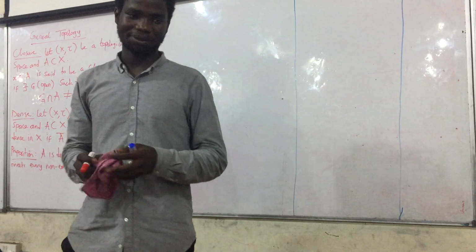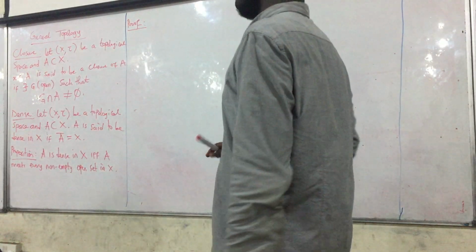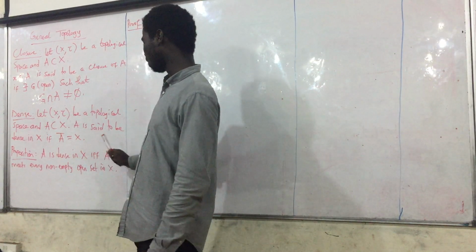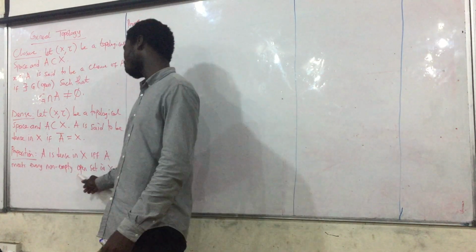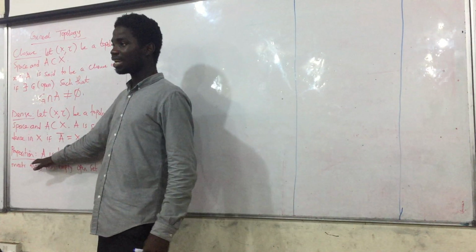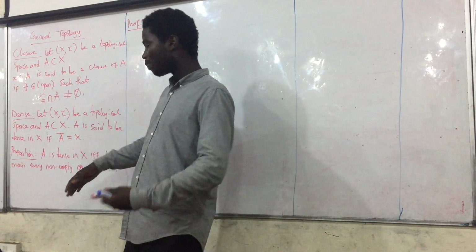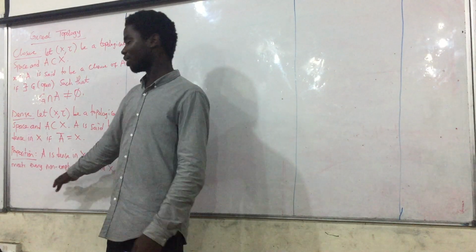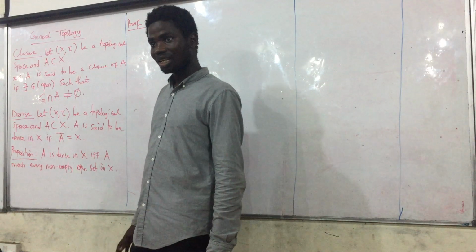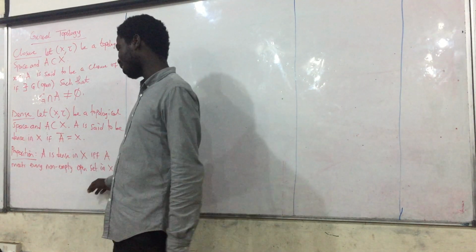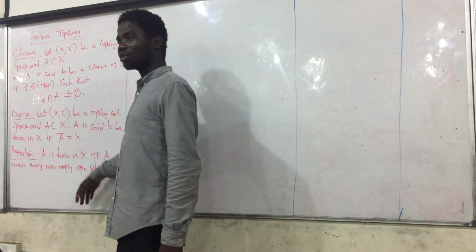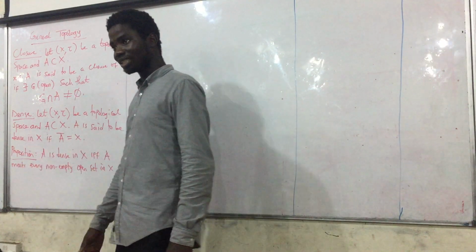Now see, A is dense in X if and only if what? A meets every non-empty open set in X, isn't it? So that means we first assume that A is dense in X. We will now prove that A meets every non-empty open set in X. Do you get that? Then we can do the converse: assume A meets every non-empty open set in X. We will now prove that A is dense. Do you get that?